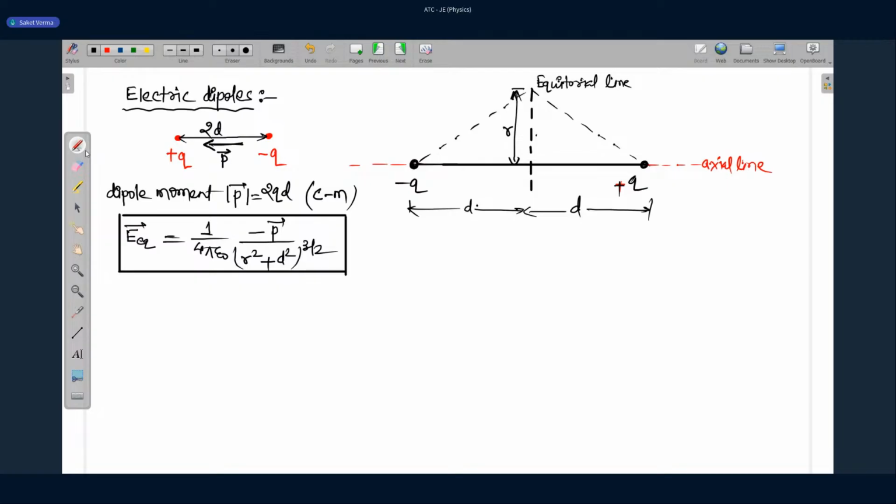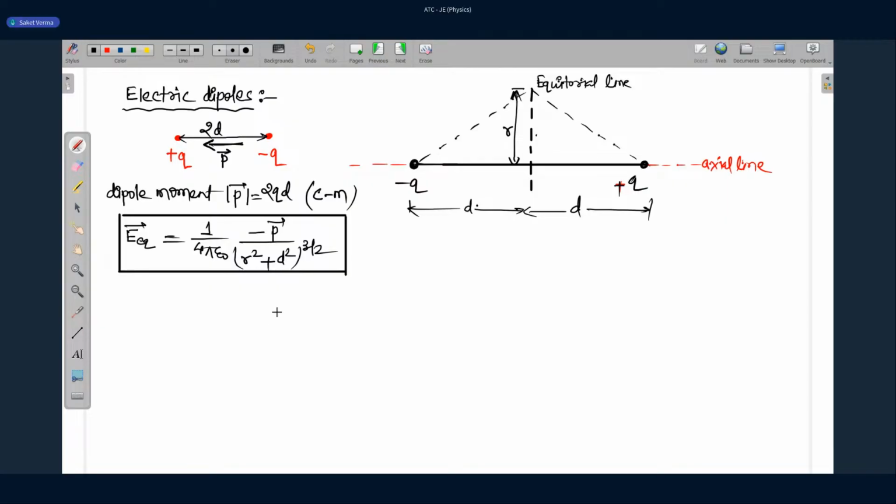They can ask you a question, saying there is a dipole, the distance between the charges is 2d, and you have to tell the electric field at the equatorial line at distance r. So that is 1 upon 4 pi epsilon naught, minus p vector p upon r square plus d square to the power 3 by 2.